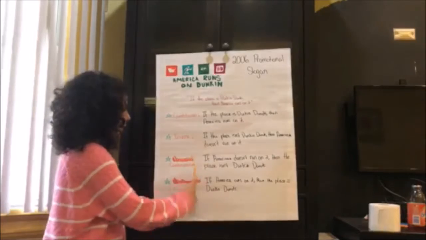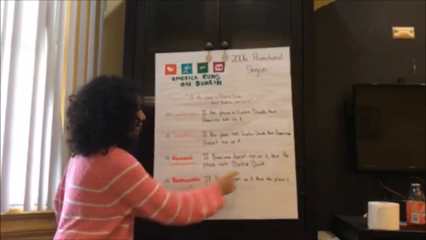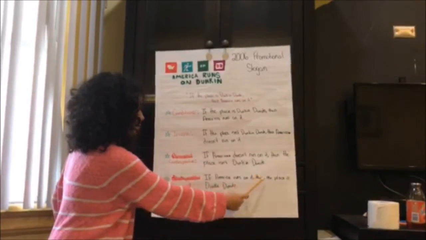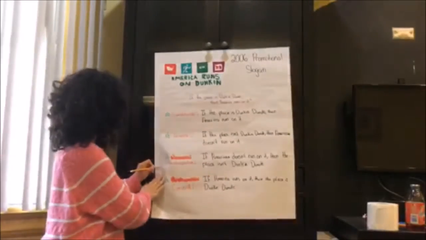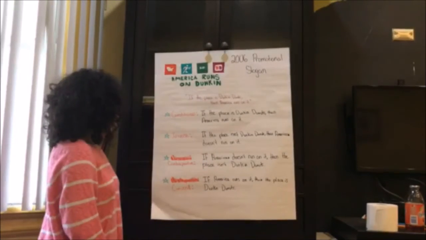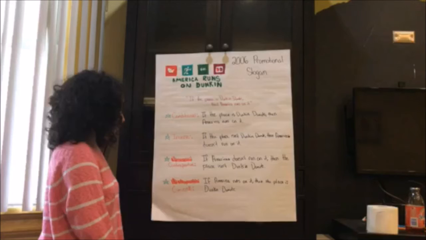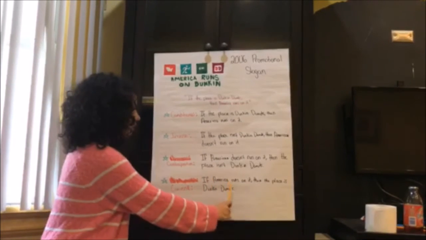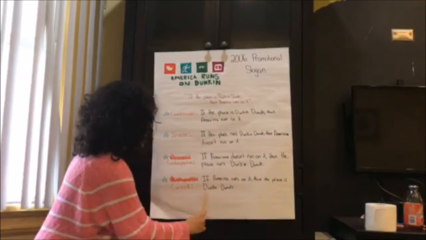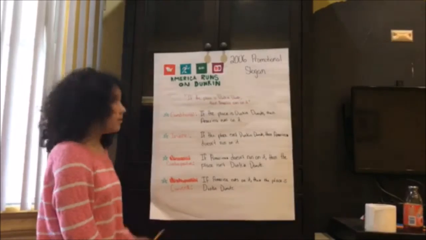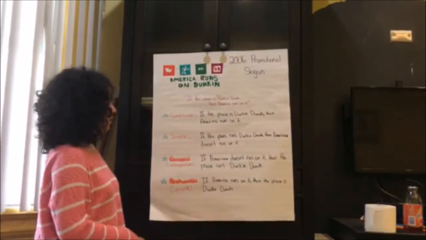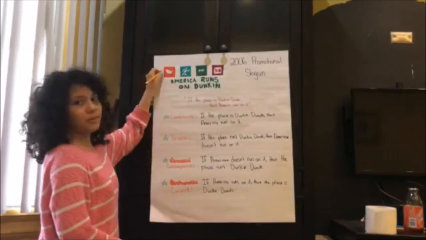Contrapositive would be, if America doesn't run on it, then the place isn't Dunkin' Donuts. Which makes sense. I'm going to change that one. And then lastly, the converse is, if America runs on it, then the place is Dunkin' Donuts. Which, again, makes sense. So, it's true. Check.